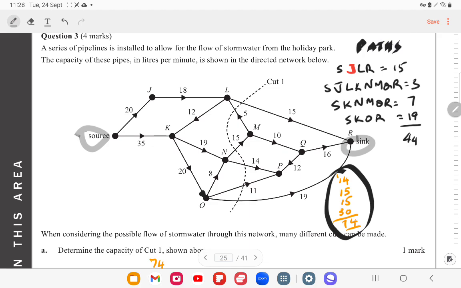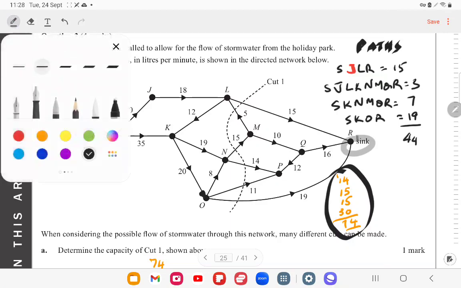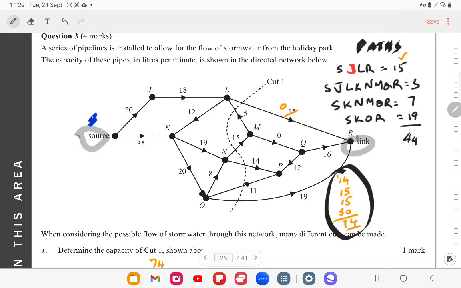It's pretty easy. You just have to do it methodically. So I record 15 first along the path SJLR, and then I subtract along that path. I subtract 15 minus 15, 0. 18 take away 15, 3. 20 take away 15, 5. And then I lay out the next path.